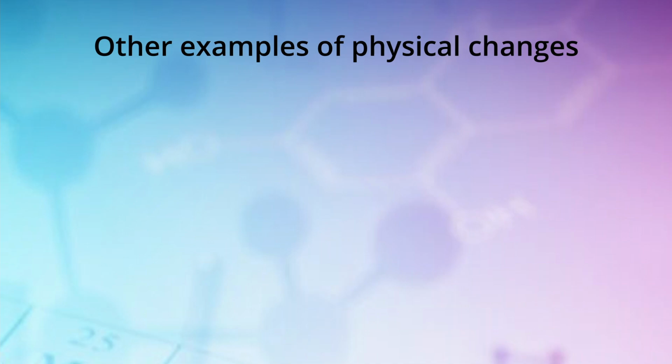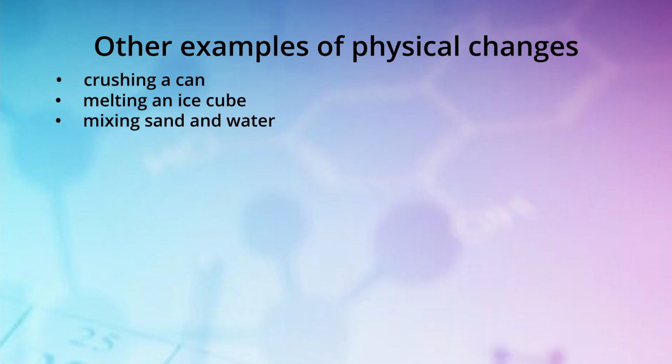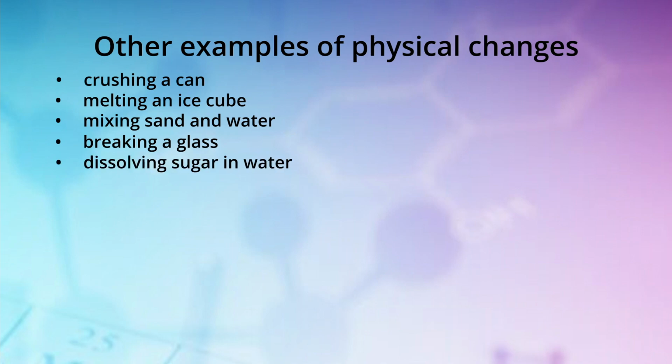Other examples of physical changes are crushing a can, melting an ice cube, mixing sand and water, breaking a glass, dissolving sugar in water, shredding paper, chopping wood. All of these are physical changes because they change the form but not the composition of the material.